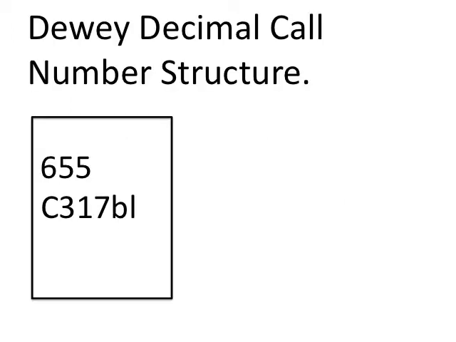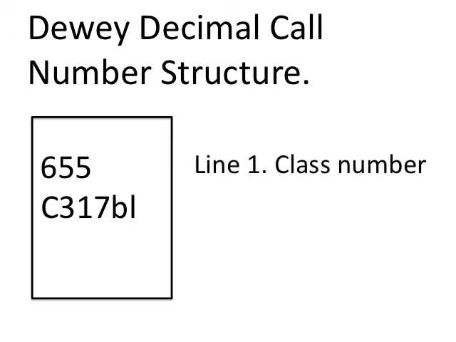Now let's take a closer look at the lines of information in Dewey Decimal call numbers. All DC call numbers have at least two lines of information. The first line is called the class number. Line 1 is a 3-digit number between 001 and 999. It may be extended by decimal fractions.